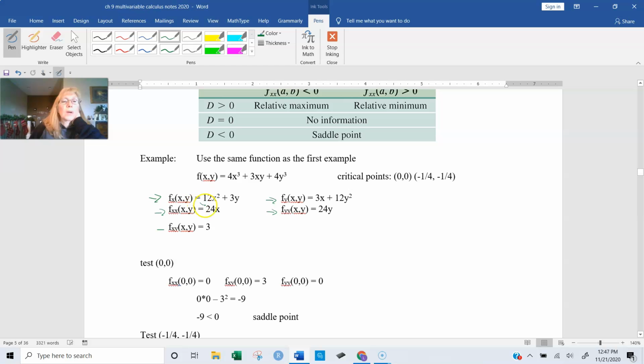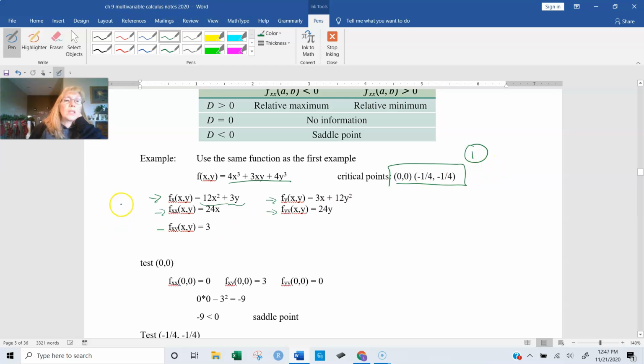Because you're up here at this one. Don't forget what you're doing. All right, now this is the same one we found before. So if you look at our other page, we already found our critical points, and it was 0, 0 and -1/4, -1/4. So first step is always critical points. So this is step 1, but we did that on the other page.